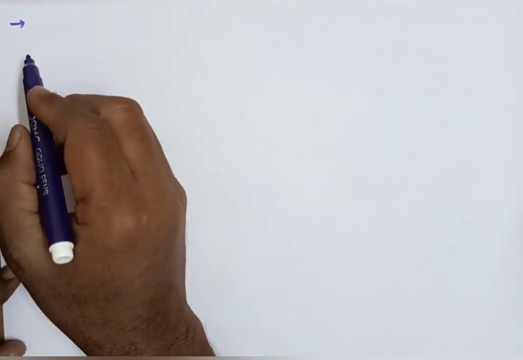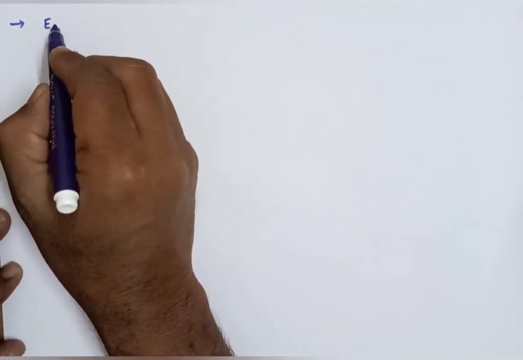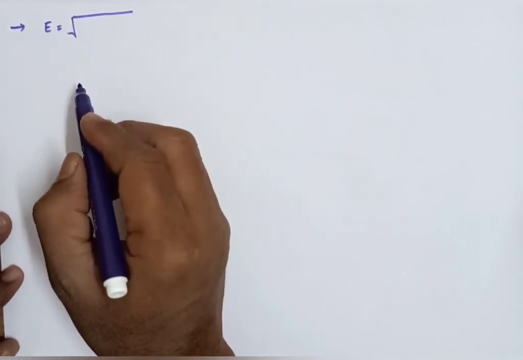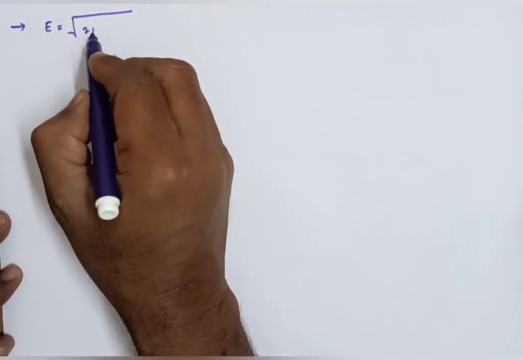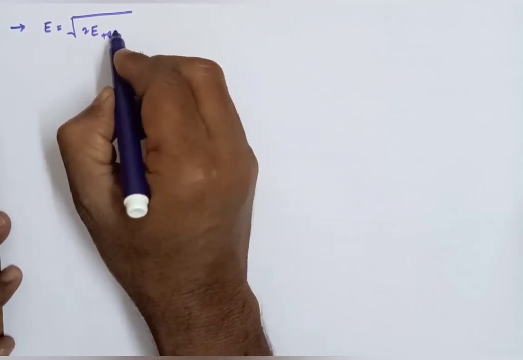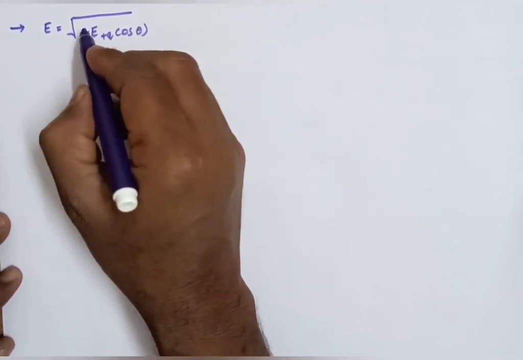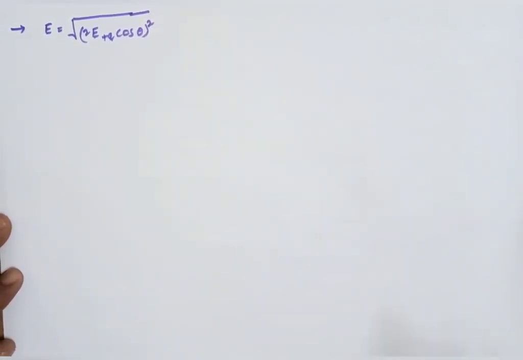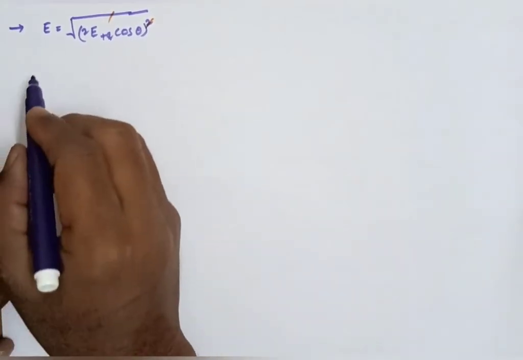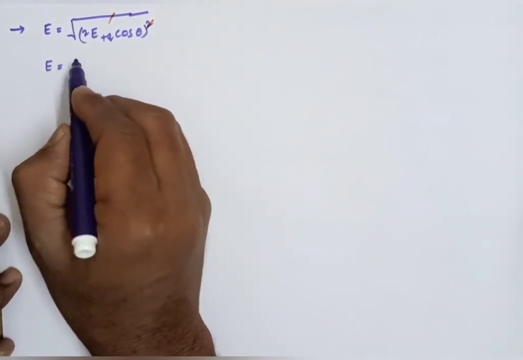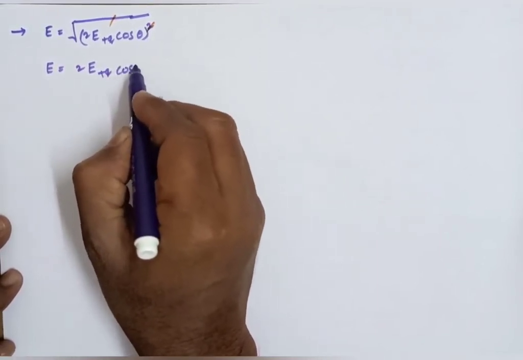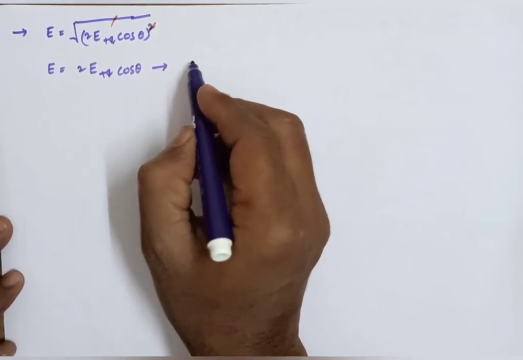So from the above equation, E equals square root of (2E plus q cos theta) whole square. The square root gets cancelled. So then E equals 2E plus q cos theta. So this is equation number 4.